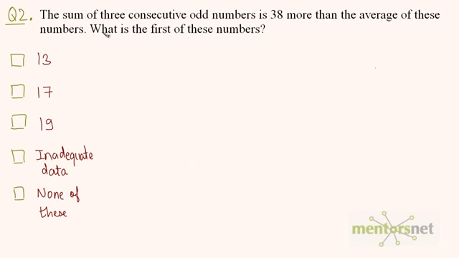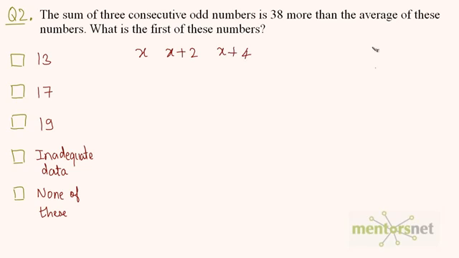The sum of 3 consecutive odd numbers is 38 more than the average of these numbers. What is the first of these numbers? Okay, let us say that the first odd number is x, then the next consecutive odd number will be x plus 2, and the next one would be x plus 4.